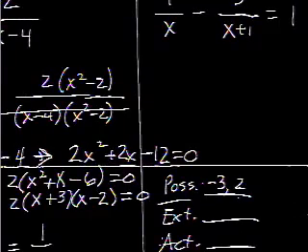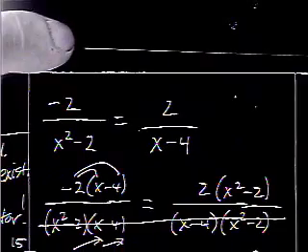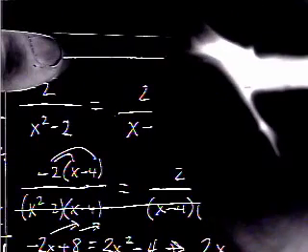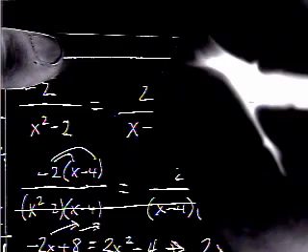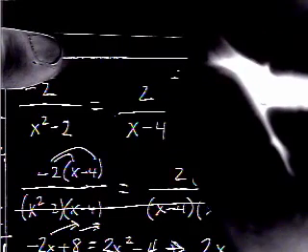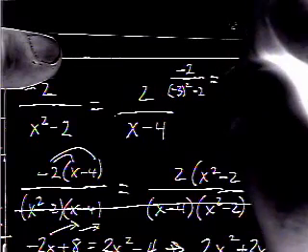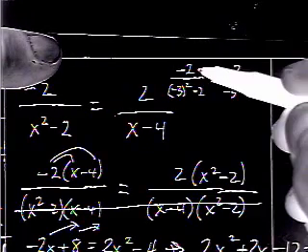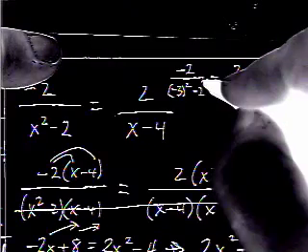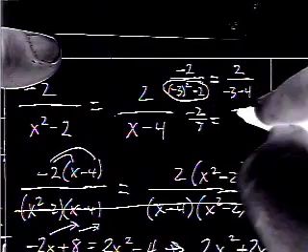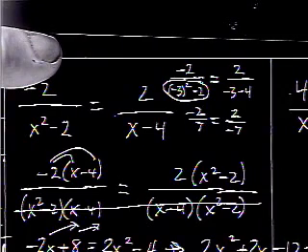So let's see what happens. Go back up to the original problem. Let's try plugging in the negative 3. So we got a negative 2, we got a 9 minus 2 on the bottom, so that's negative 2 over 7 and 2 over negative 7. Whoop, those are the same thing. So negative 3 is a good solution, so I'm going to write that down on my actual solution line.